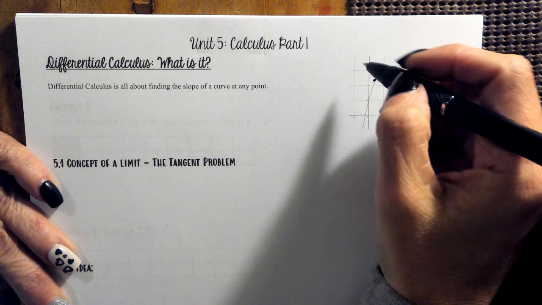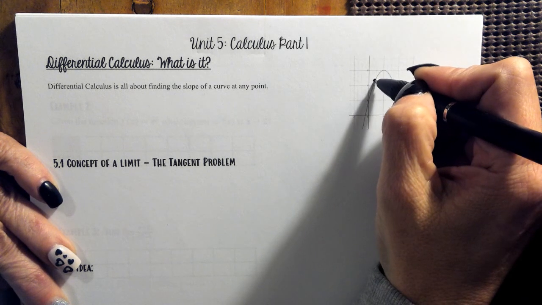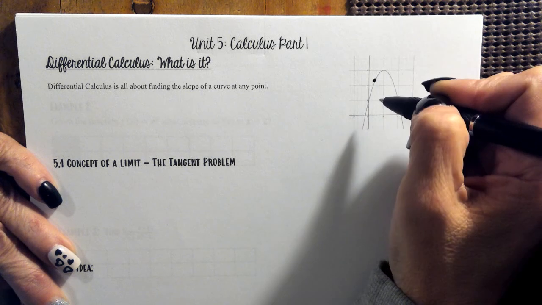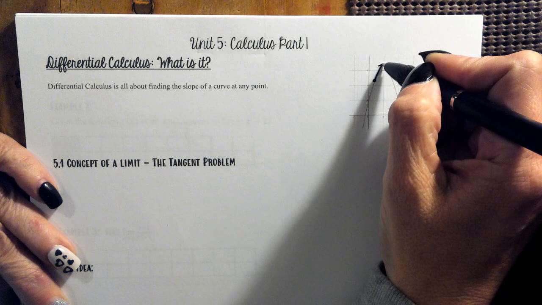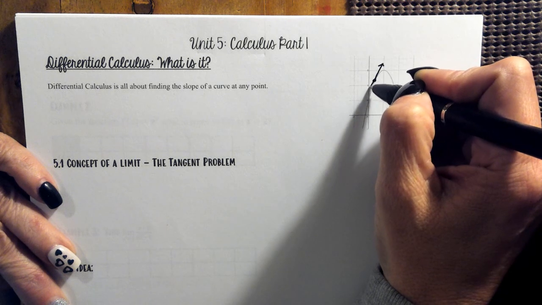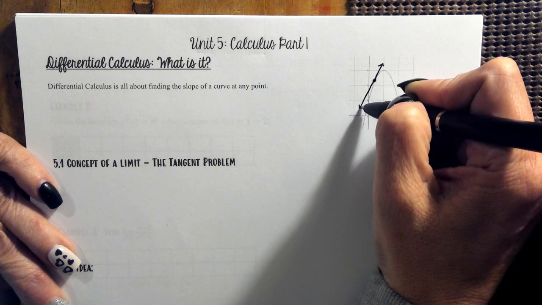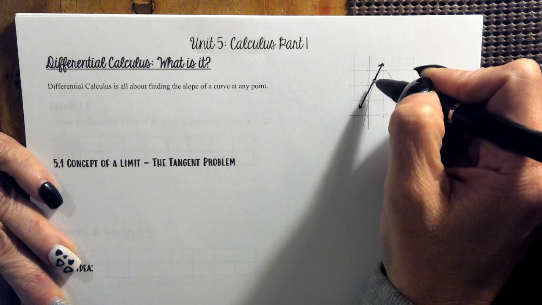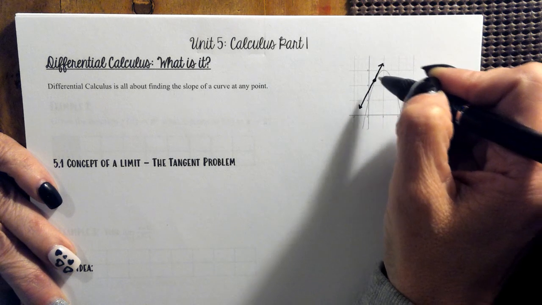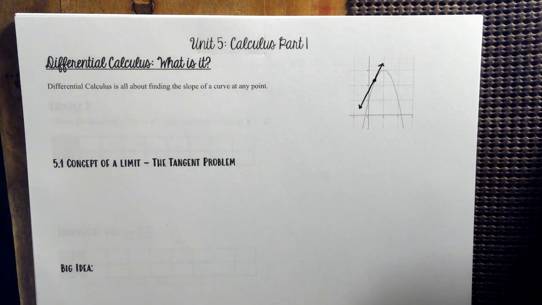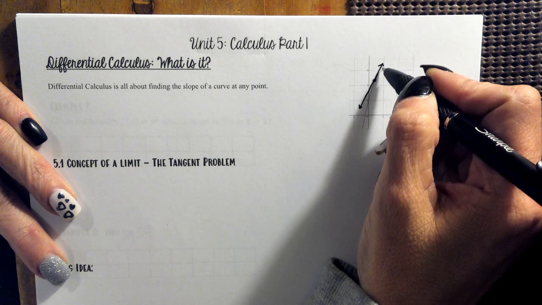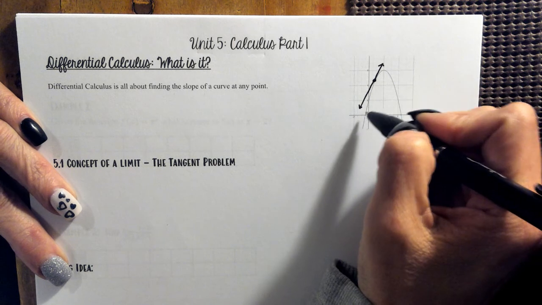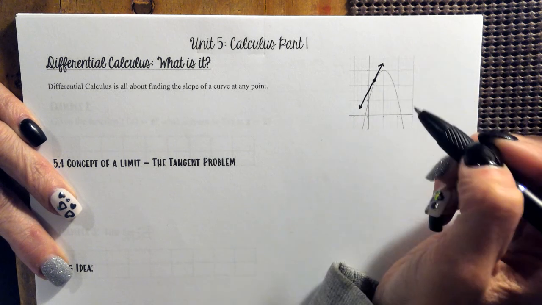Well, in order to find the slope at that point right there, we're going to create what's called a tangent line, and you should be familiar with tangent lines from geometry. Tangent lines touch the curve at that spot, and that's the only spot that they touch it. So we're going to find the slope of the tangent line, which in turn will give us the slope of this curve at that point.